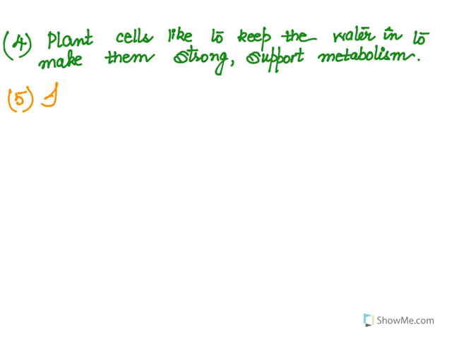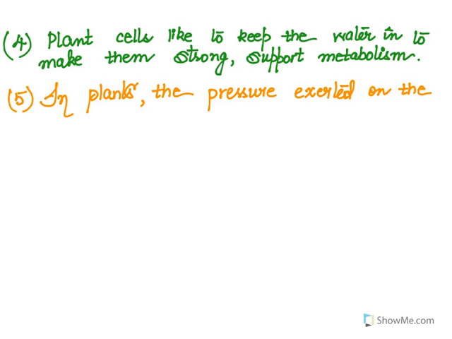Next, now basically what happens, there is a pressure that's exerted on the cell wall. And this pressure that is exerted in plant cells on the cell wall is called, I hope I don't butcher it, turgor pressure.